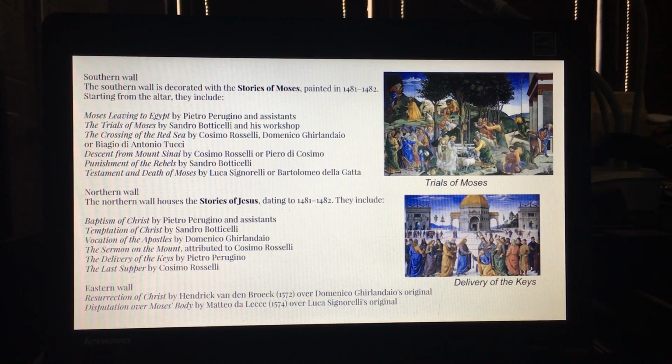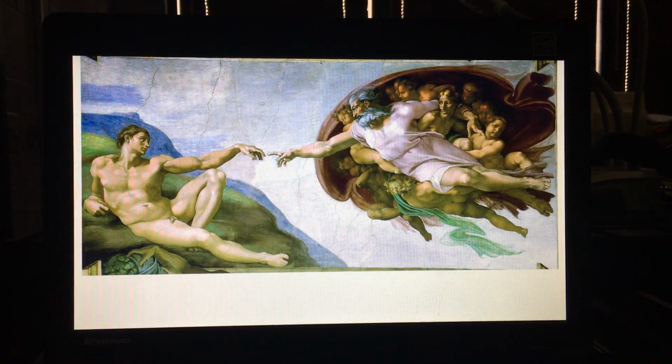In the Eastern Wall, I don't have images here. We have resurrection of Christ and the disputation over Moses' body. The Western Wall has the altar fresco of the Last Judgement of Michelangelo's. And I'll get to that in a minute. There's actually a video for Khan Academy, which you should watch because they are a whole lot smarter and more knowledgeable than I am. So here we have the image that everybody knows, the creation of Adam.